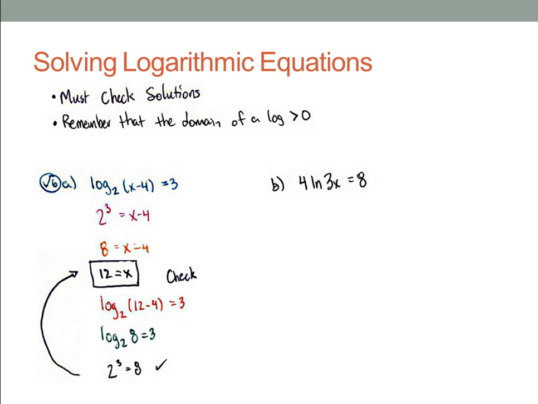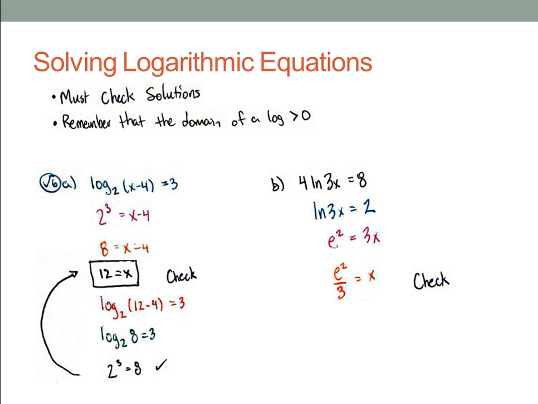I got 4 ln of 3x is equal to 8. So let's isolate that logarithm by dividing each side by 4. Now remember that the ln is just the base e log. So I can say e to the second power is equal to 3x. I'm just using the definition of logarithms here and the knowledge that ln is the base e logarithm. So that's where I get this e from. It didn't just magically appear. And I can solve for x, but we're not done.